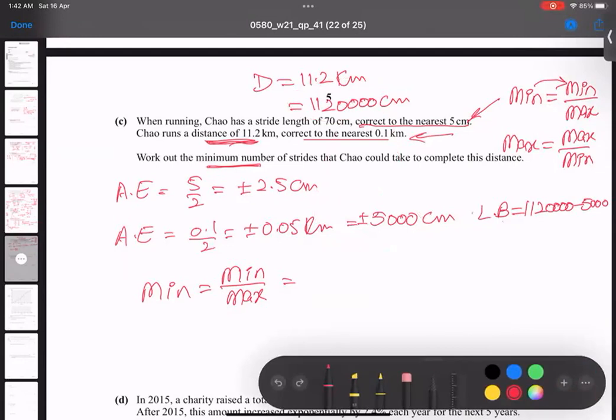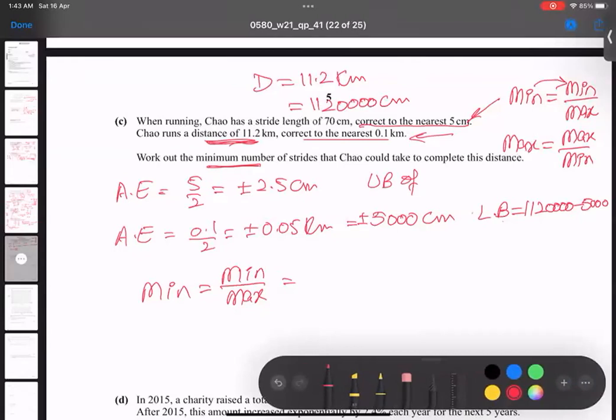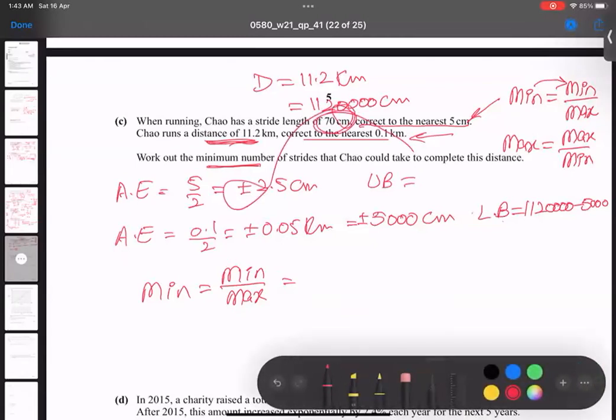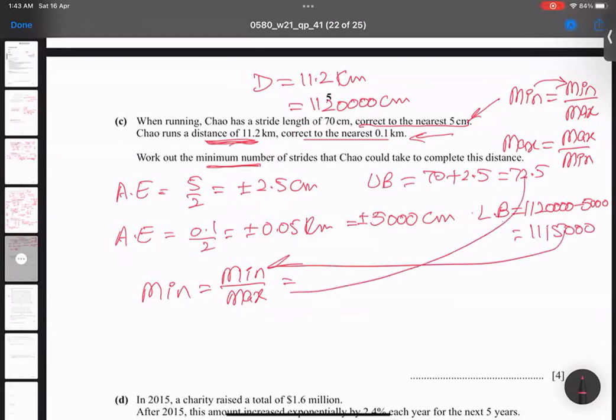Similarly, I can find the upper bound of this length. How do I get the upper bound? To this 70, I will add 2.5, so the answer becomes 72.5. Now, the value from subtracting 5,000 from the distance is 1,115,000. This will come in the numerator and 72.5 will come in the denominator.